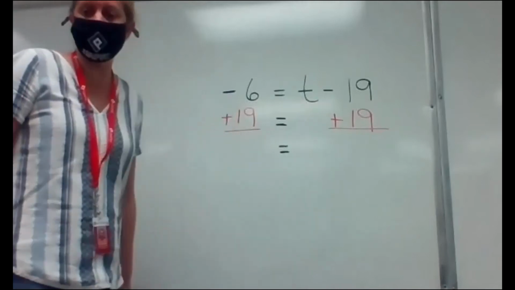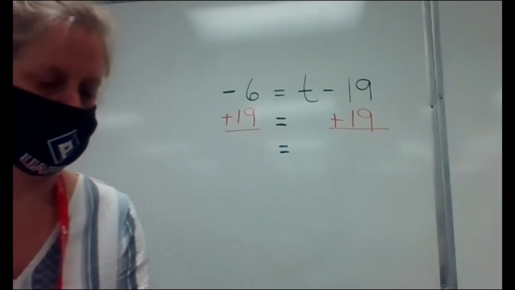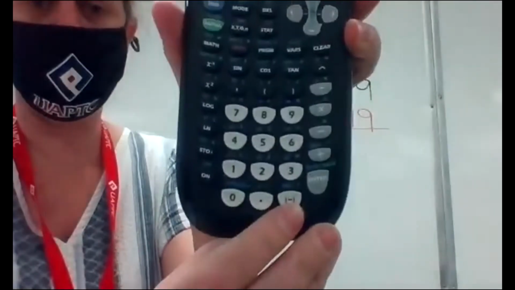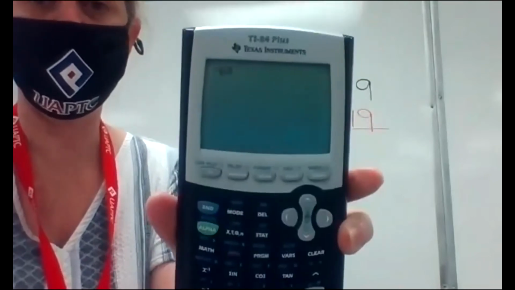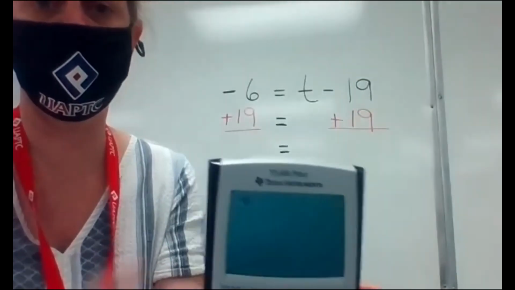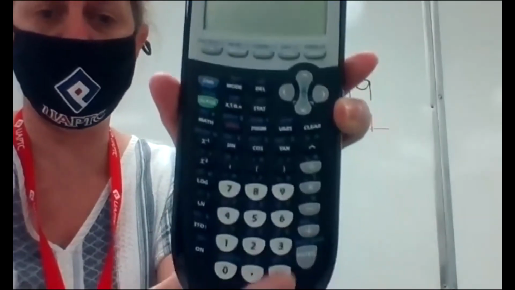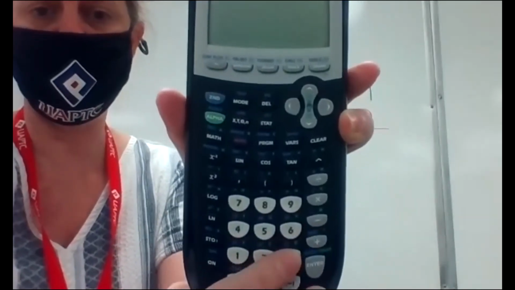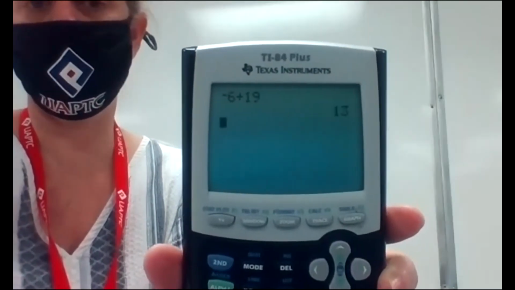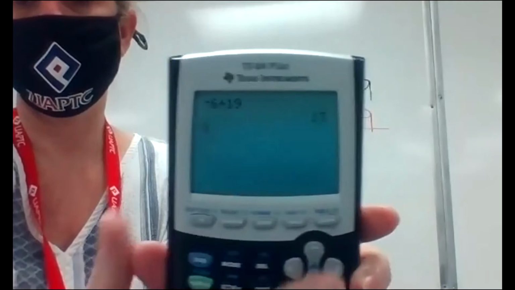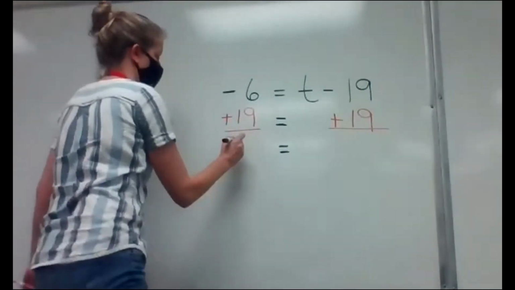If I just want to go from left to right, what do I have here? I've got -6 plus 19. Oh, I see a negative. I don't really want to do that in my head. So remember, the negative symbol is below the 3. So I need a -6, and then plus 19. So just type in exactly what you want: -6 plus 19. Enter. Gives you 13. So this side is 13.